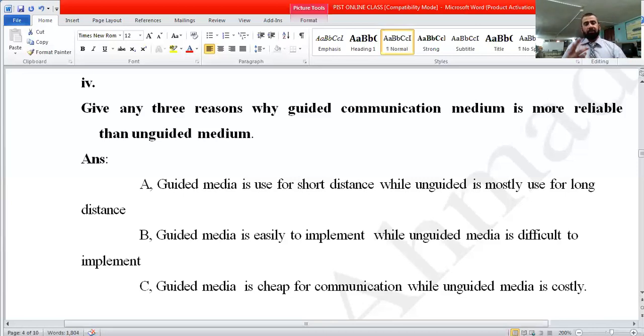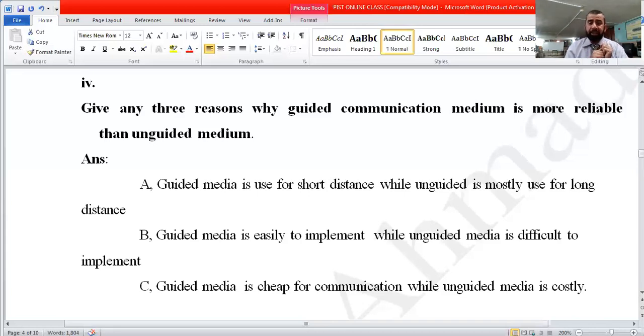So for the answer, they are asking for three differences. Guided media is used for short distance, while unguided media is mostly used for long distance. Let's say in a computer lab I want to create a network. It is better that I use proper wires instead of wireless. This is the one reason.